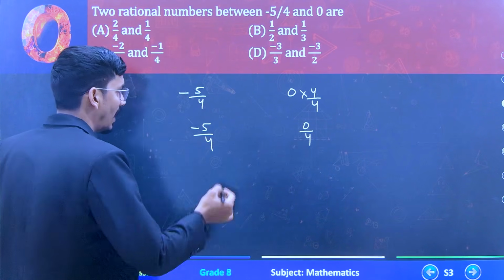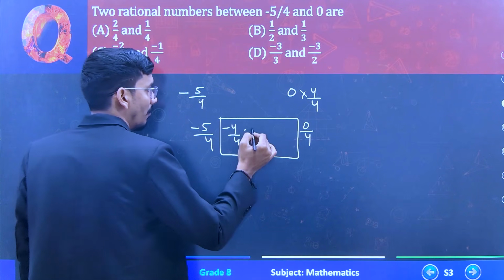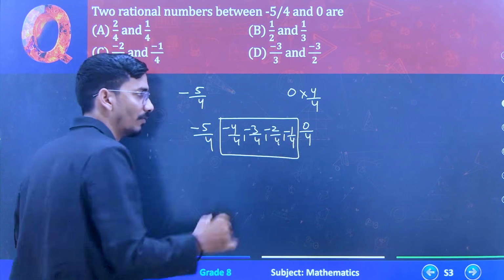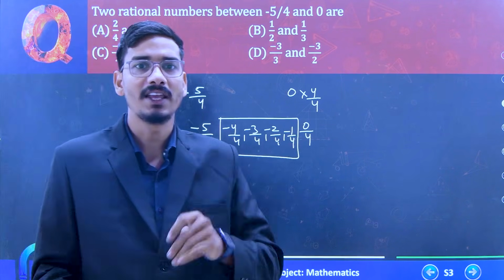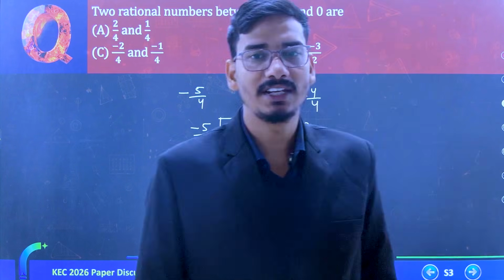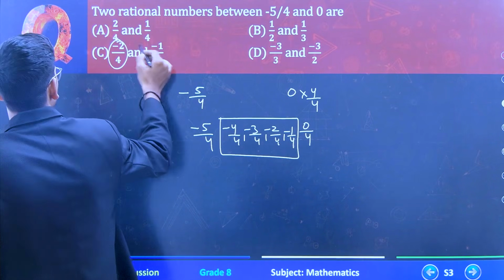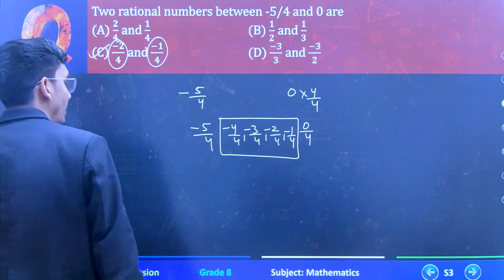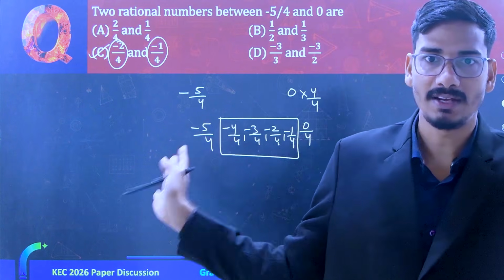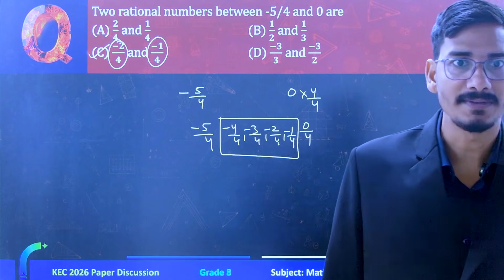Any number lying between these numbers is what, beta? Minus 4 by 4, minus 3 by 4, minus 2 by 4, minus 1 by 4. These are the four numbers lying between minus 5 by 4 and 0 by 4, but we have to select any two. So any two, which one, beta? Minus 2 by 4 and minus 1 by 4. They are telling us to write only two, but we have four, so we can write any two. So according to the options, option C is correct.